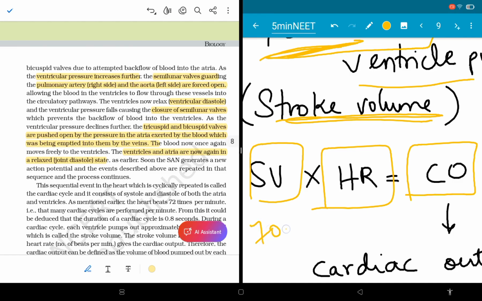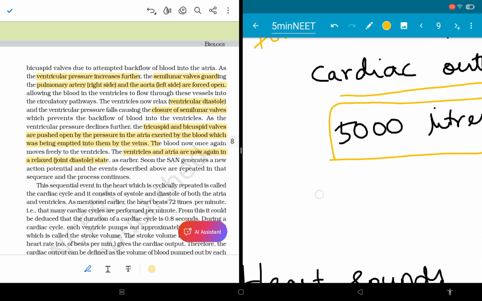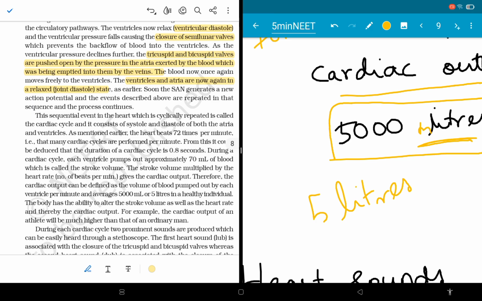Stroke volume is 70 ml per stroke. Heart rate is 72 beats per minute. If you multiply both, you will get cardiac output in a minute. In a minute, it is found that the average is 5000 milliliters, that is 5 liters of blood. So 5 liters of blood is being recycled. This is your volume of blood. 5 liters is the normal human volume of blood. For every minute your heart is recycling the whole volume of your body. That is the beauty of the cardiac cycle.